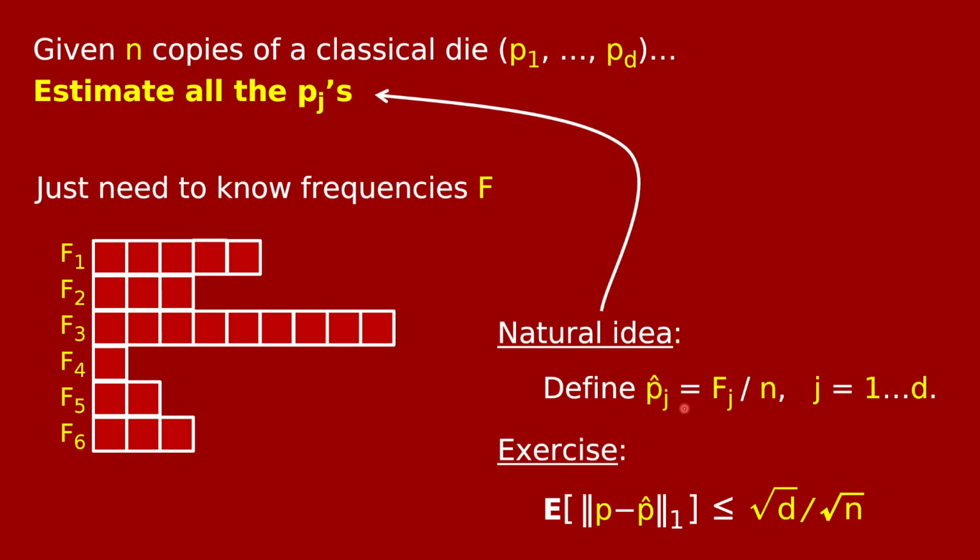If you use this simple algorithm, then this notion of error, the L1 error, which is the sum of the absolute values of the d errors you make, p minus p hat in one norm, in expectation, it's at most root d over root n. And therefore, if you make n modestly bigger than d, a big constant times d, let's say, then in expectation, you make a very small error. And it's natural that you would need about d rolls of a d-sided die in order to estimate the d phase probabilities pretty well.